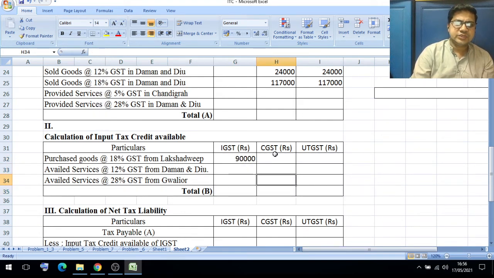There is no CGST and UTGST because it is a transaction between two union territories. Whenever the transaction is between two union territories, we have to find out only IGST. CGST and UTGST is not applicable whenever the transaction is between two union territories.